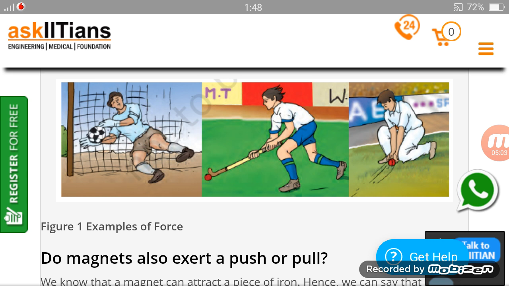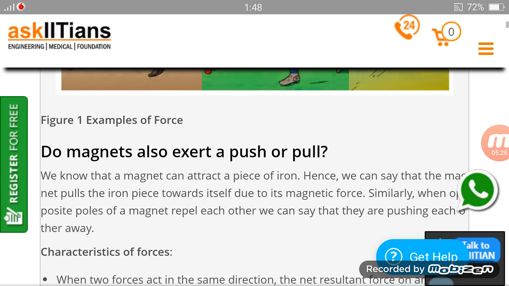So the ball is moving. In the third condition, he is stopping the ball, so he is converting the motion of the object to rest. So the object is coming to rest position, the ball is coming to the rest position. So these were the three conditions depicted as figures.